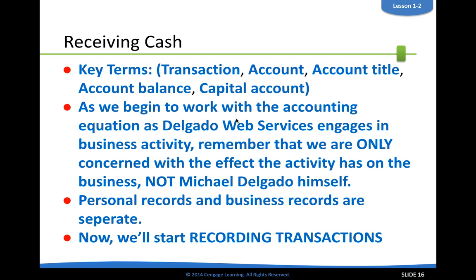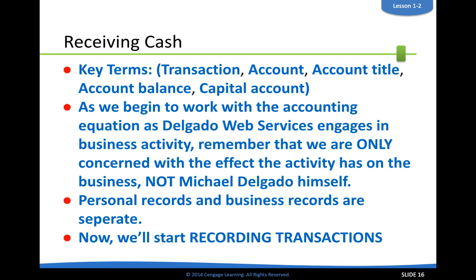So as we begin to work with the accounting equation on Delgado Web Services, we're going to start recording transactions. Just remember that the activities we're talking about here, and the accounting we're doing on that equation, apply to the business and not Michael Delgado himself. Personal records and business records are separate. Even though he is responsible for some of the debts, in terms of accounting we are not going to worry about that at all. So they are separate.